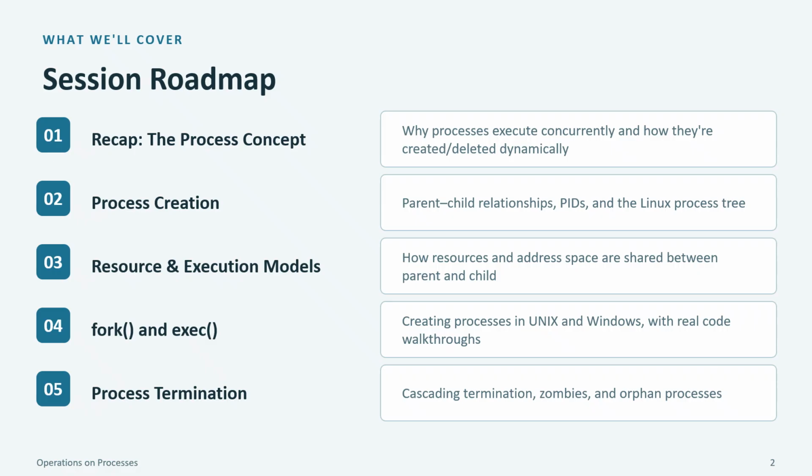Fourth, we will study fork and exec. These are very important system calls in Unix and Linux operating system. Finally, we will discuss process termination. This includes cascading termination, zombie processes, and orphan processes. So by the end of this session, you should have a clear understanding of how processes are created, executed, and terminated.